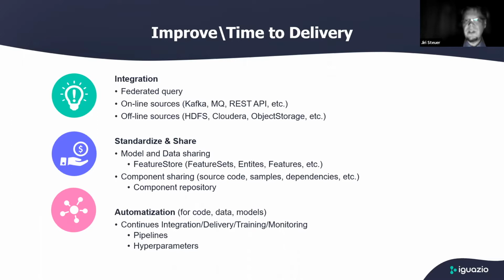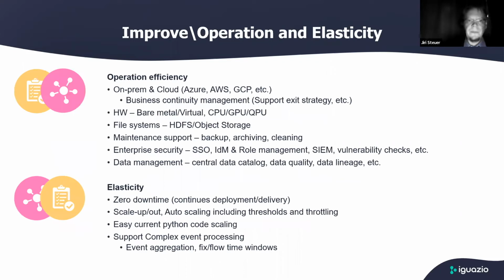The next point here is standardization and sharing. It is about model and data sharing. You can see here a strong position of the feature store. Also, an important point is component and repository sharing. The last point is automation for code, data, and models. You can see here the topic not only of continuous integration and continuous delivery, but also continuous training and monitoring via pipeline and hyperparameters. Next slide, please.